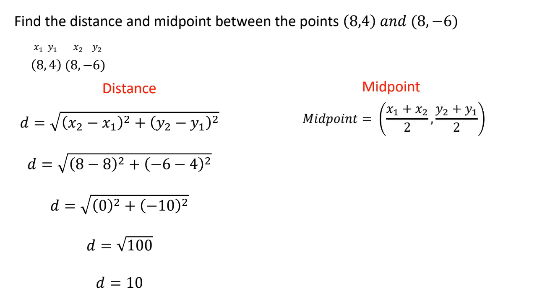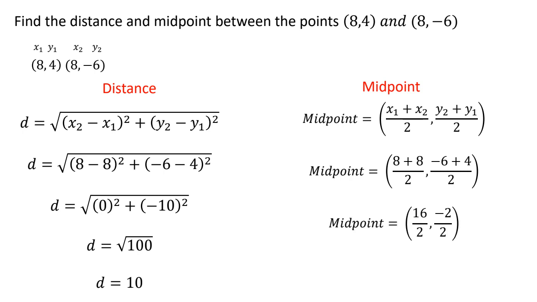Now for the midpoint, we have a different formula: (x1 plus x2) divided by 2 and (y2 plus y1) divided by 2. Again, we can plug in our points. x1 is 8, x2 is 8, y2 is -6, and y1 is 4. So 8 plus 8 is 16 divided by 2, and -6 plus 4 is -2 divided by 2. Simplify, so we get (8, -1). So that is the distance and the midpoint. These are both problems from section 1.1.